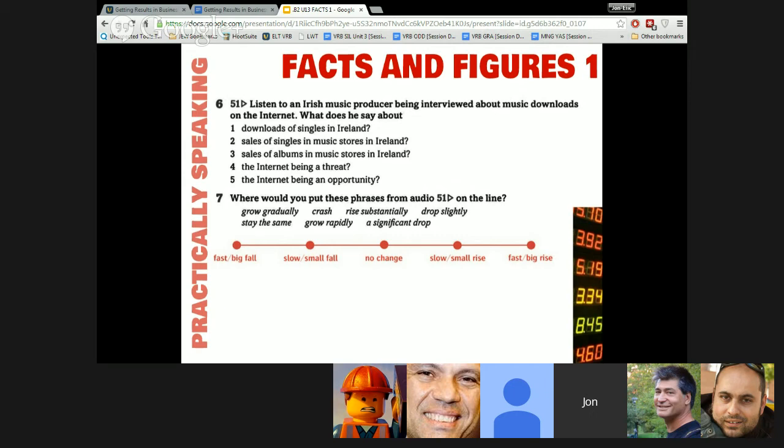Very good. So, Na, we've done a little listening to an interview. We're talking about facts and figures and how to talk about figures in different ways. What we're going to focus on now is how to talk about approximate figures, not exact figures. Let's take a look here, number 7. Where would you put these phrases from the audio on the line? We've got a fast and big fall on the far left, a fast and big rise on the far right, and everything in the middle.